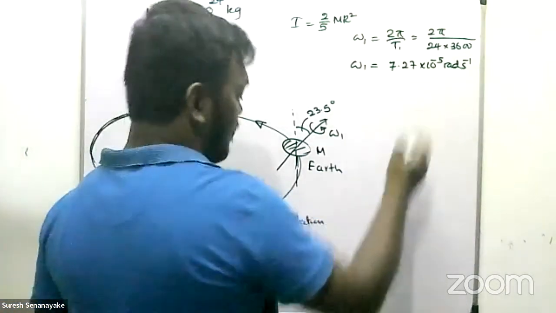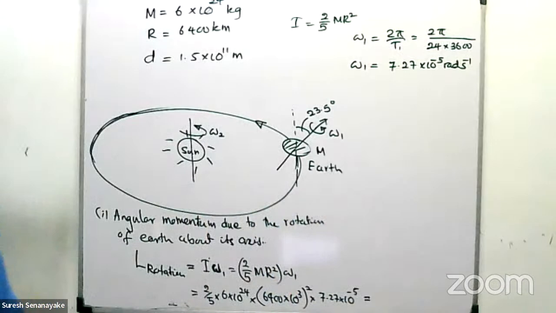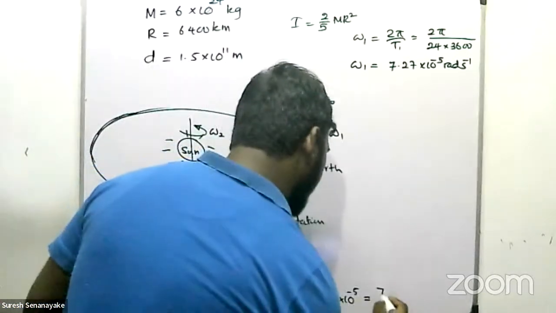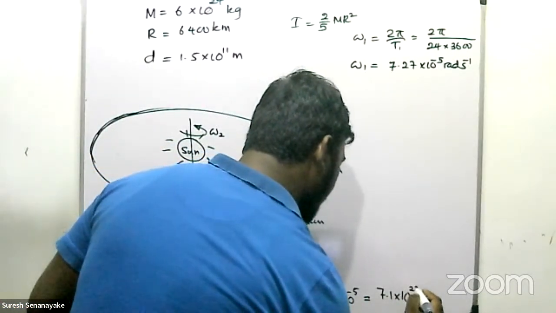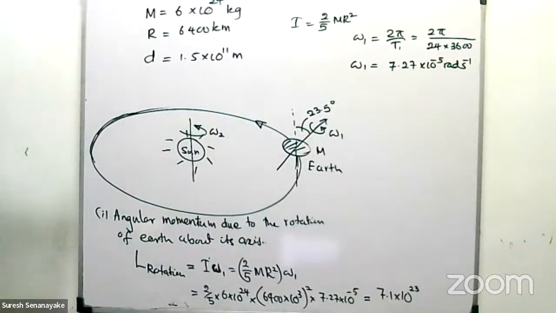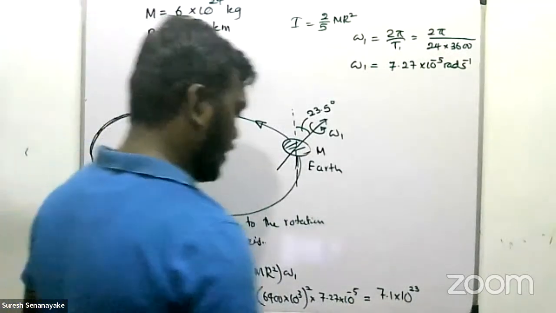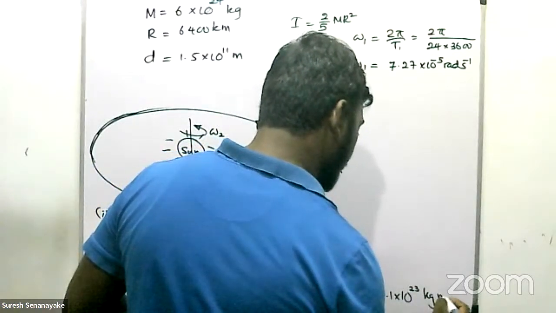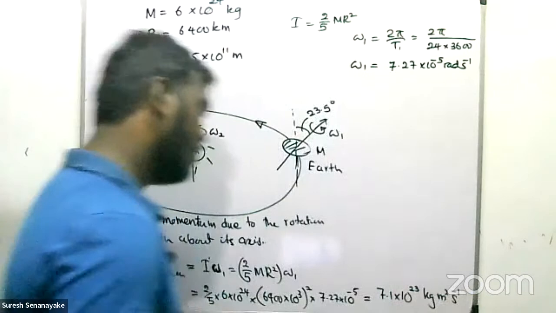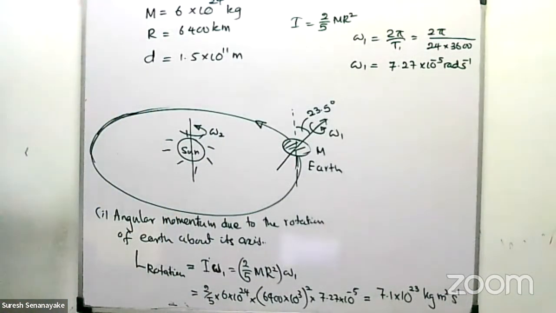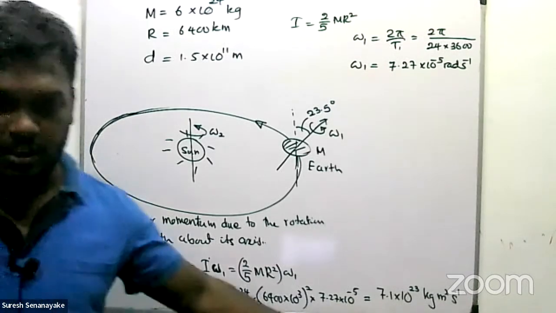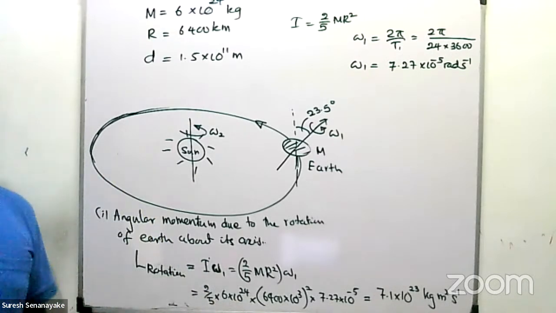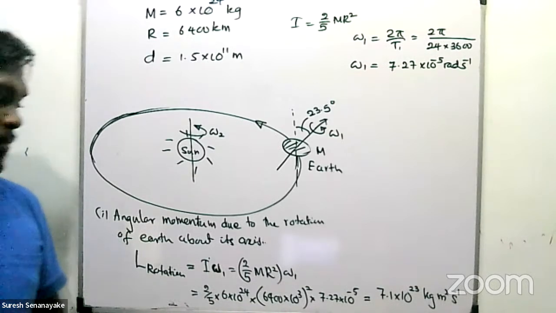Simplifying this, approximately you can see that it is 7.1 × 10^33, the unit being kilogram meter squared per second. This is the angular momentum of the Earth's rotation about its axis. Is it clear? For any other object you consider, you need to do the same thing. It's clear.